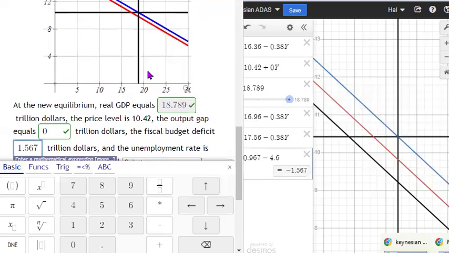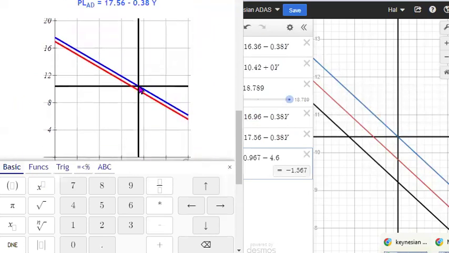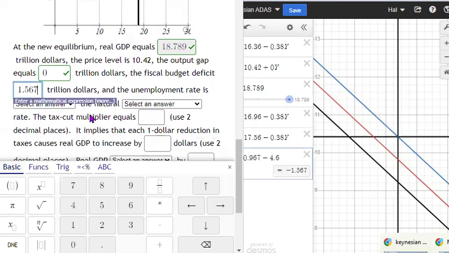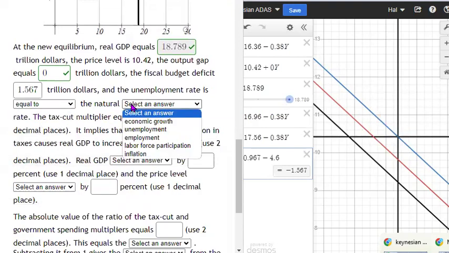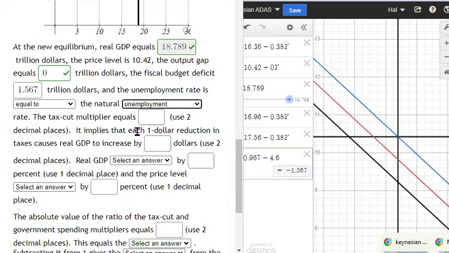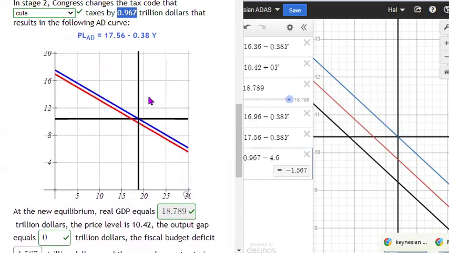Now, what happened to the unemployment rate? With GDP equal to potential GDP, the output gap going to 0, our unemployment rate is now equal to the natural rate of unemployment, right? So the fiscal stimulus in this model closed the output gap and returned the unemployment rate to what it should be, which is equal to the natural rate of unemployment, the sum of structural and frictional unemployment. So in this situation, cyclical unemployment is 0.